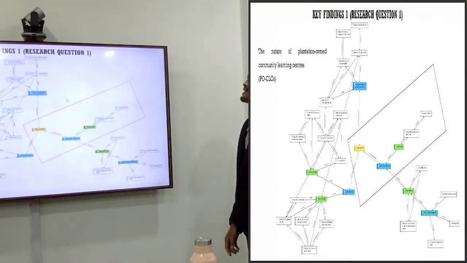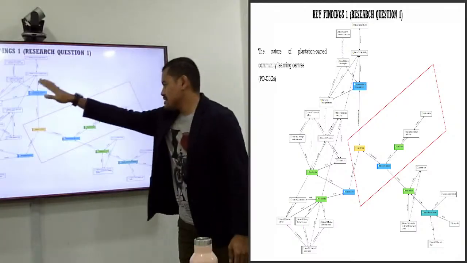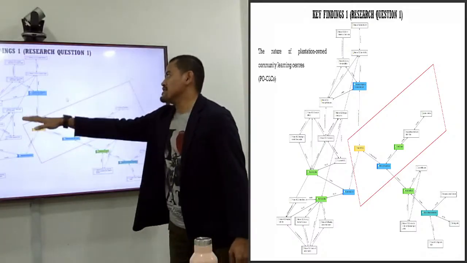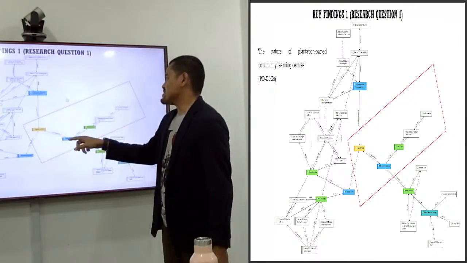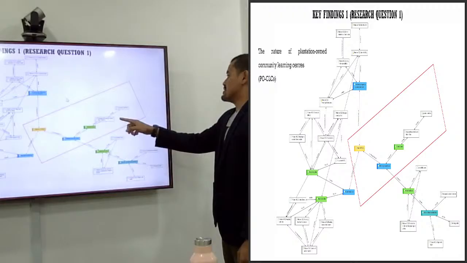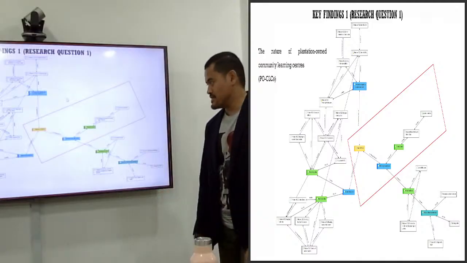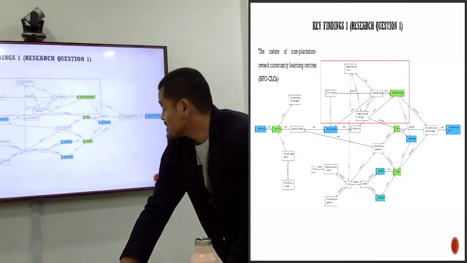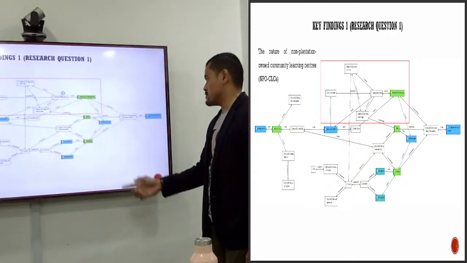So, going directly to my first key findings, my first finding relates to my first research question about the nature. This is my thematic map of the nature of plantation-owned community learning centers. The blue boxes are the themes, the green ones are the sub-themes, and the white ones are the codes connected to the themes or the sub-themes. The second one is the nature of non-plantation-owned community learning centers. Same explanation, the green, blue and white ones.